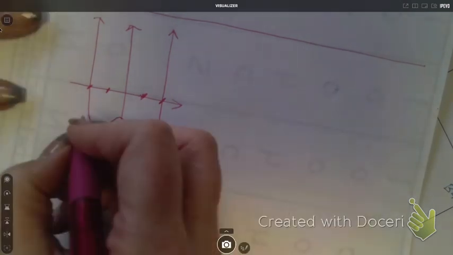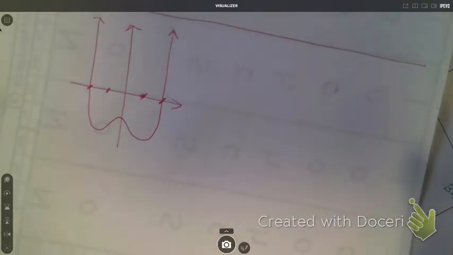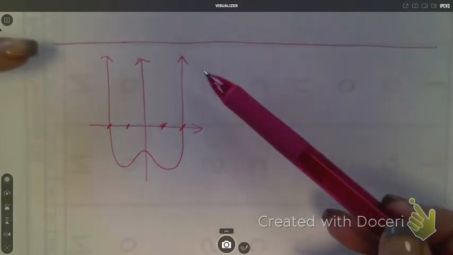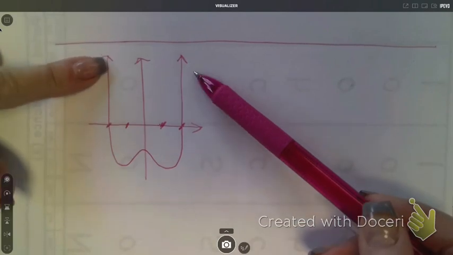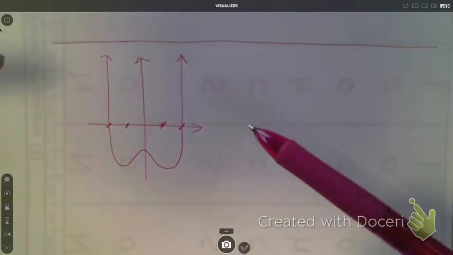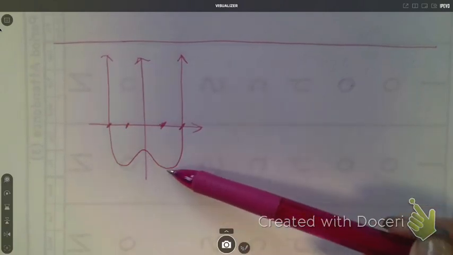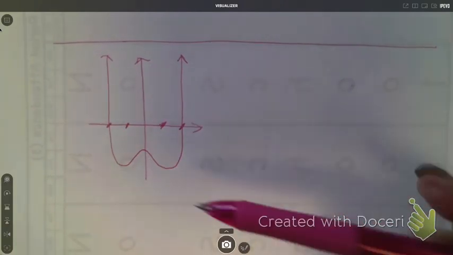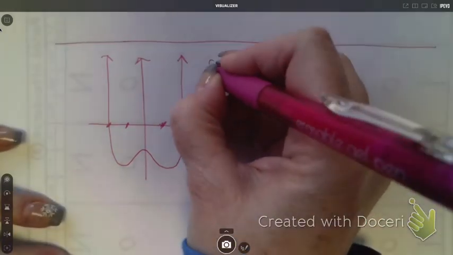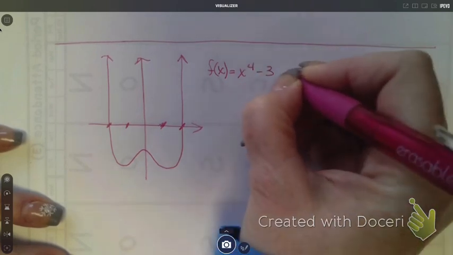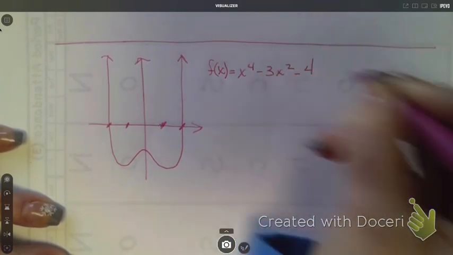So the equation for this, well, what degree is this one? What do you think? Odd. No, it has to be even. Why does it have to be even? Oh, they both go up. They both go up or they both go down, so it has to be even. And it looks like there's 1, 2, 3, 4 pieces, so it's a 4th degree. Okay, so f of x equals x to the 4th minus 3x squared minus 4.